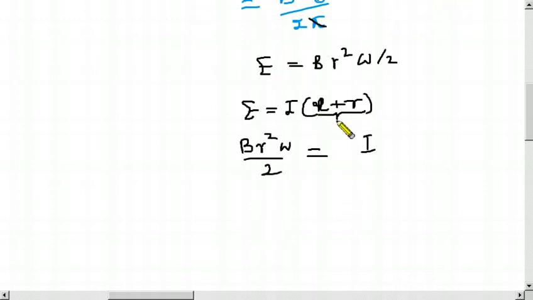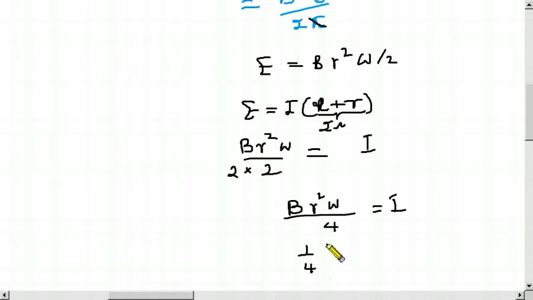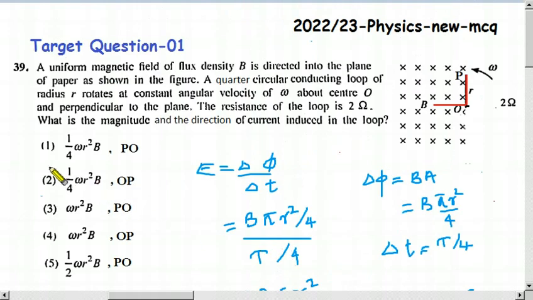So this total resistance is 2 ohm. It has been given, and previously we used the given value. So it comes here: B r squared omega divided by 4. So that is the same answer, quarter times B r squared omega. So that is the first and second answers, this one. That is why I said that since this omega is the same and resistance is the same, we don't have to calculate again, we can directly select these two answers.